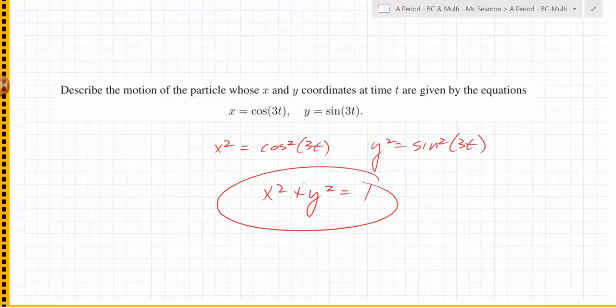How many different ways can you write this as a parametric equation? As many ways as you want. Exactly. You can start in different places. You can change the speed, but you're on the same path.